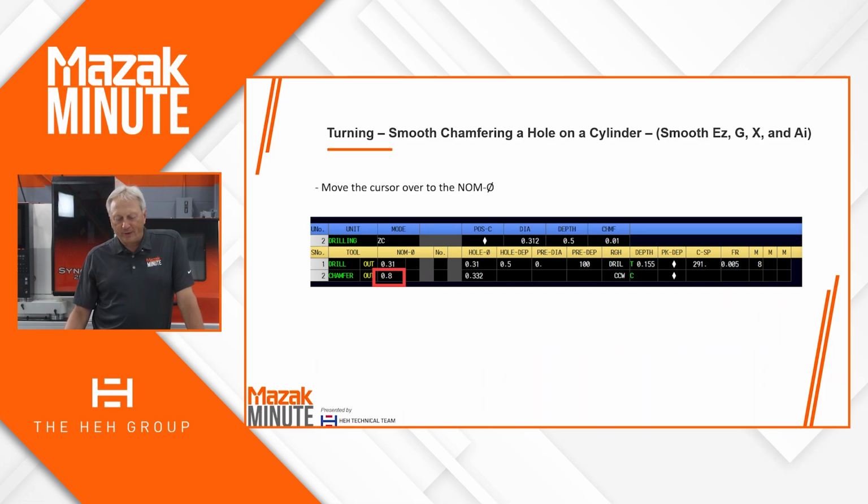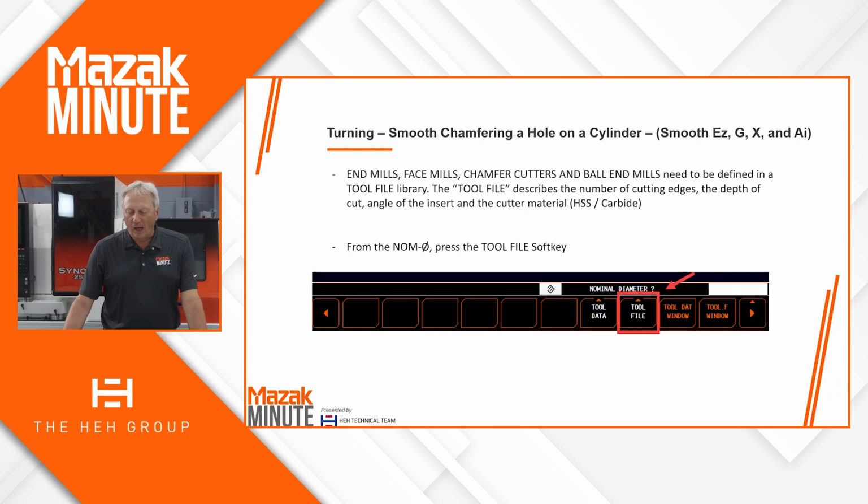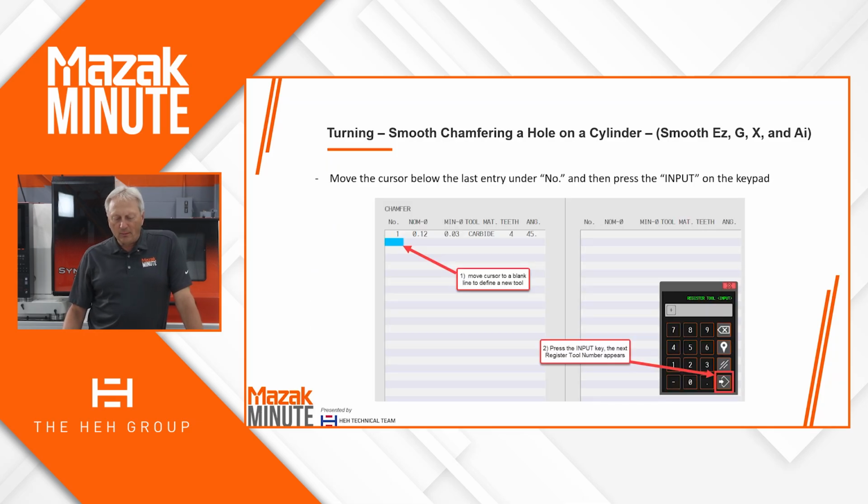I'm going to move the cursor over to the nominal diameter size. For end mills, face mills, chamfer cutters, and ball end mills, we have to register the tools in what we call a tool file library. To get there, while you're on that nominal size, if you look down at your soft keys, you're going to see a soft key that says tool file. When you go to that, a screen's going to pop up, and I'd like you to move your cursor below the last entry under the number.